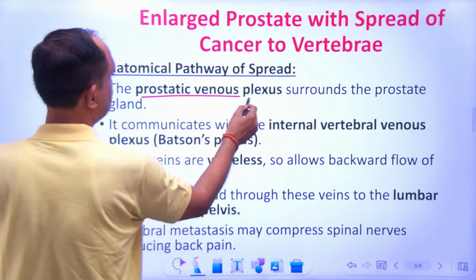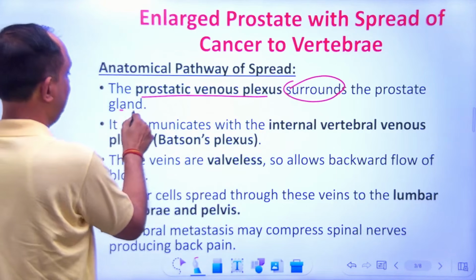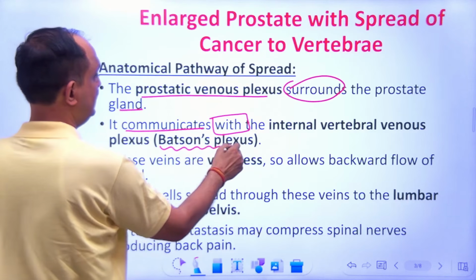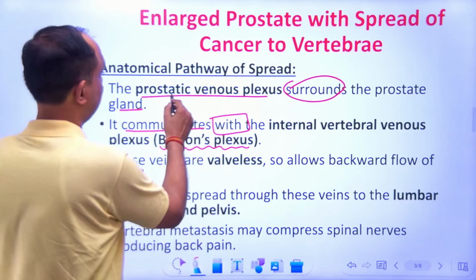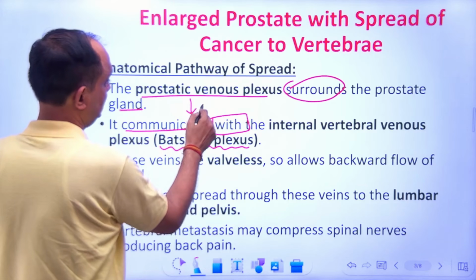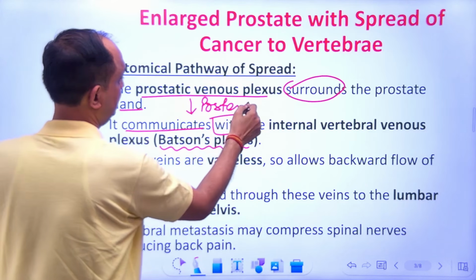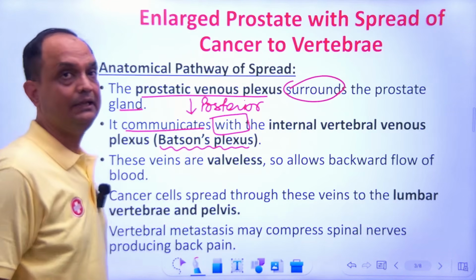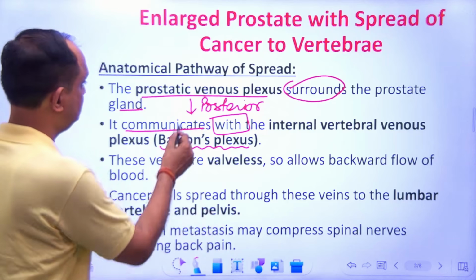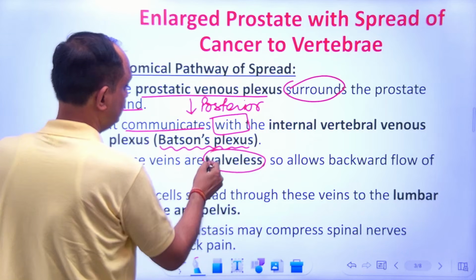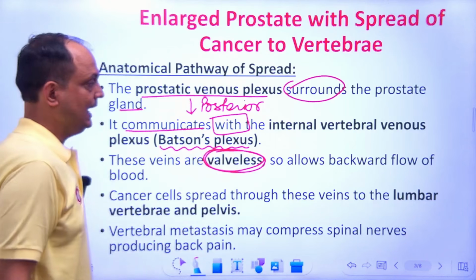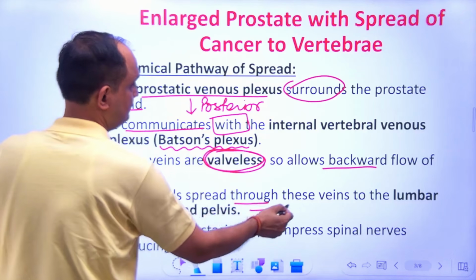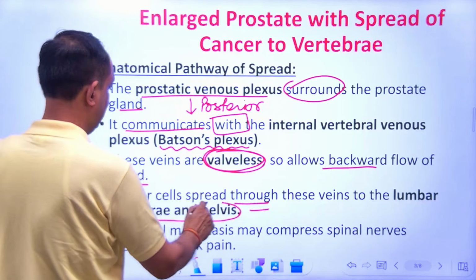The prostatic venous plexus surrounds the prostate gland. It communicates with the internal vertebral venous plexus, which is known as Batson's plexus. So this prostatic venous plexus, in the posterior aspect, communicates with the plexus inside the vertebral column, and there is a spread of cancer cells. Why? Because this connection does not have any valve, so it is a valveless connection, and it allows backward flow of the blood. So the cancer cells spread through these veins to the lumbar vertebrae and pelvis.